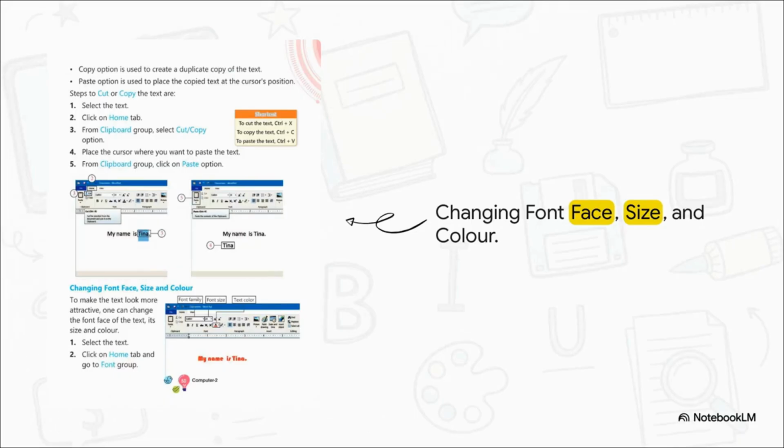Now, what if you want to make your text actually look attractive? It's super satisfying. First, you just select the text by dragging your mouse right over it. Then, up on the Home tab, look for the Font group. Here, you have dedicated buttons to change the font face, which is essentially the style of the text, the font size, and that little A with the color bar underneath, that lets you change the text color. It's just a really quick, easy way to make your words pop with bright colors and larger sizes.